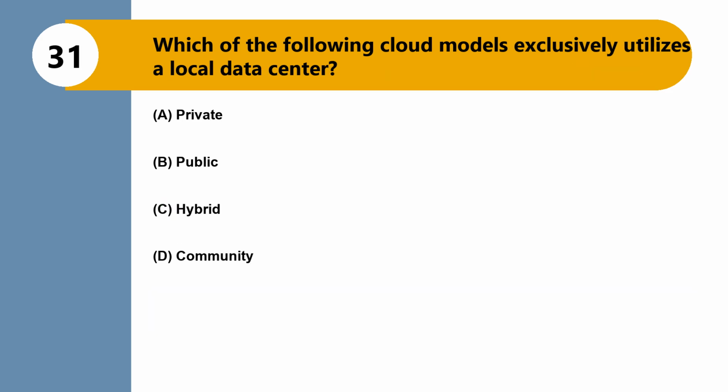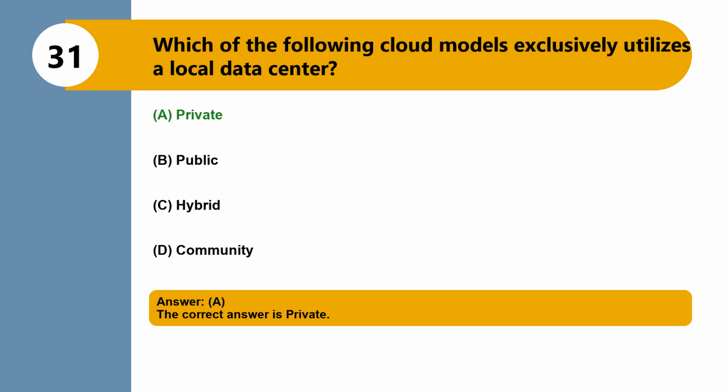Question 31. Which of the following cloud models exclusively utilizes a local data center? Option A, private. Option B, public. Option C, hybrid. Option D, community. The correct answer is option A, private.